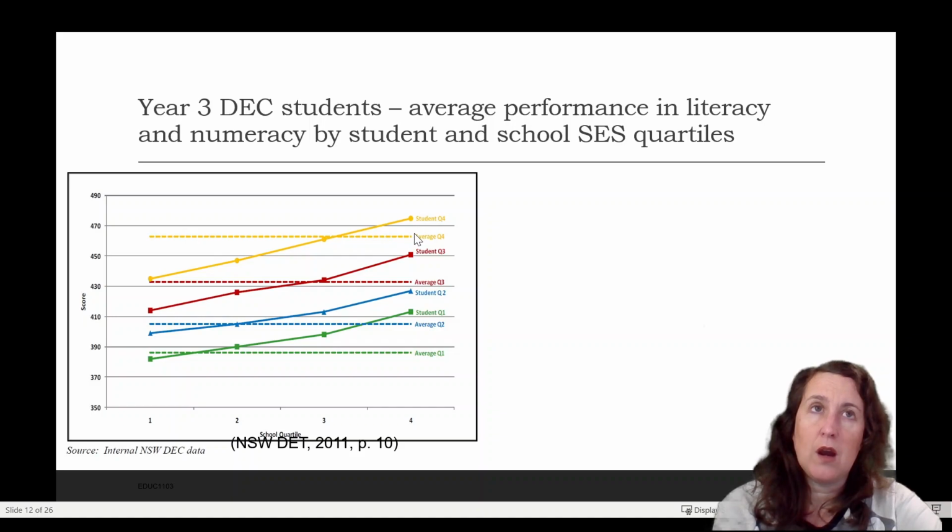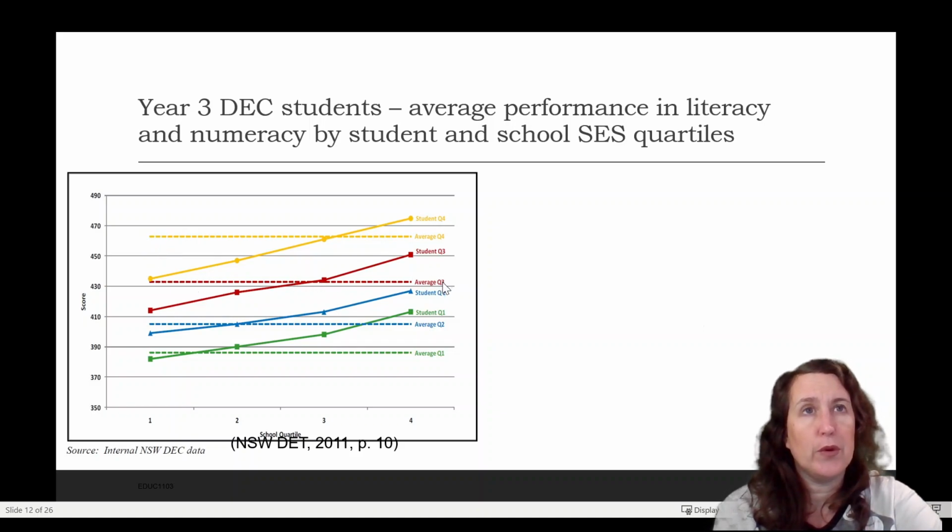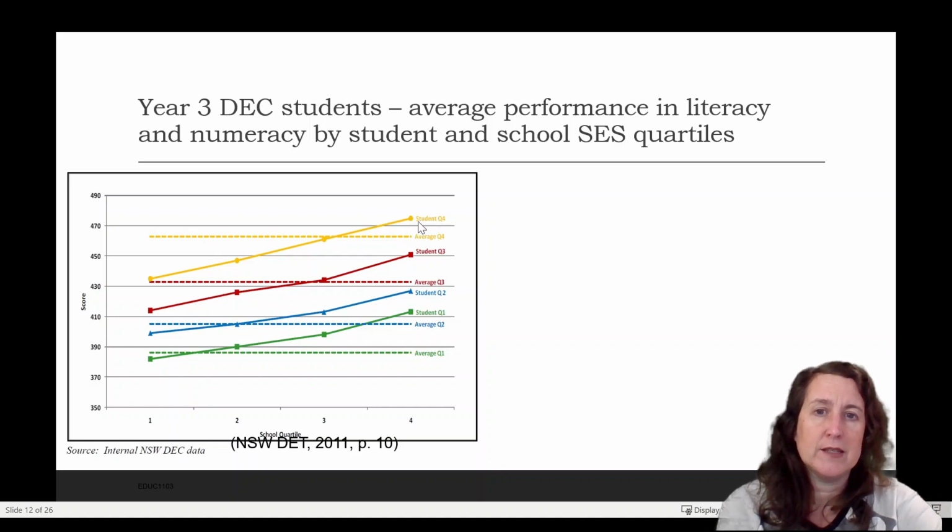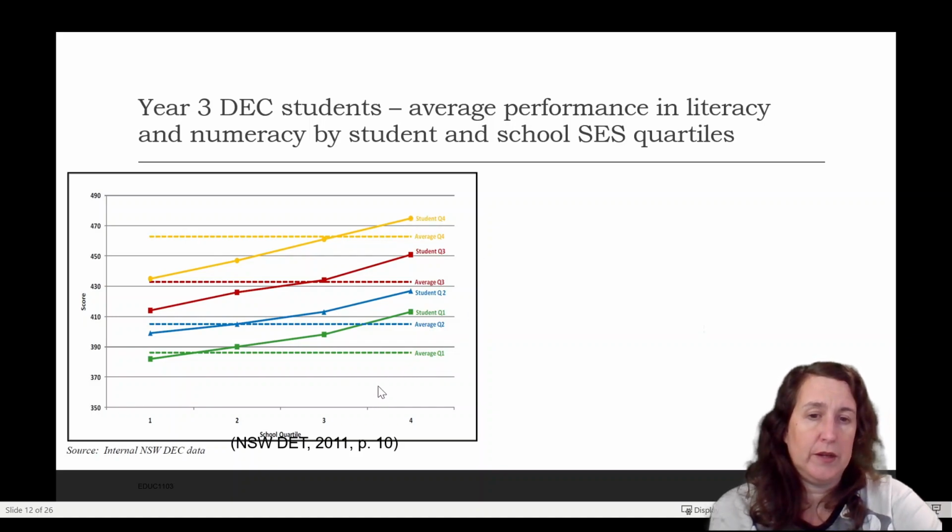And when we put students from the highest quartile, students from the least disadvantaged background, into a disadvantaged school, we're dropping their results. They're dropping back to as though their background was from the third quartile, but we're lifting them up a bit when we put them in a high SES school. Now, this is Year 3.